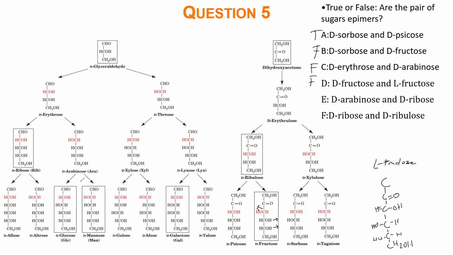All right, so let's finish this one off. Arabinose and ribose, we are differing at the second carbon only, so that is an epimer. Ribose and ribulose, we're looking at an aldehyde and a ketone, therefore, by definition, they cannot be epimers, so that's also false. And that is where we're going to end our discussion for today.